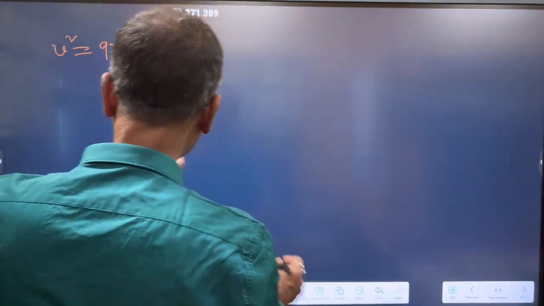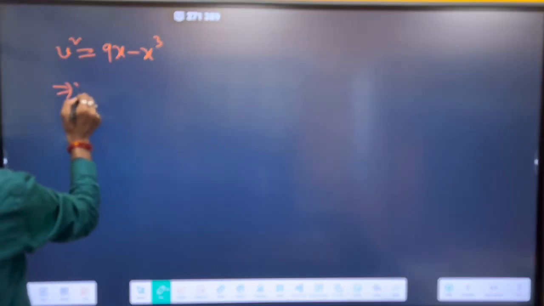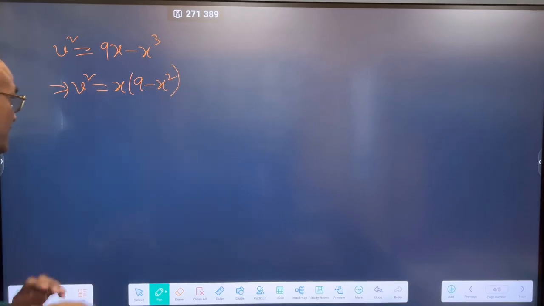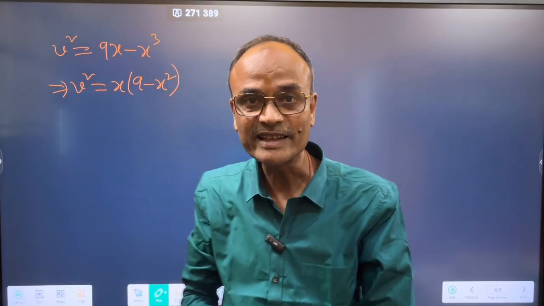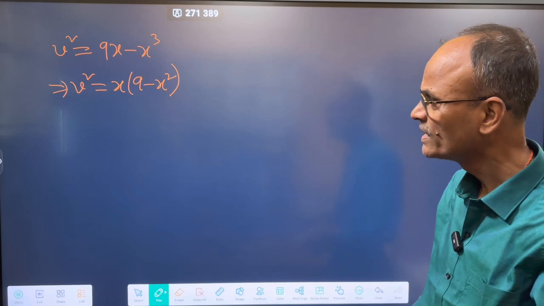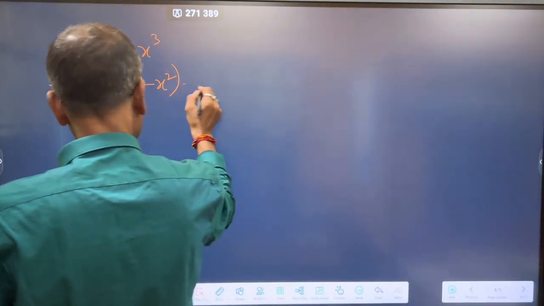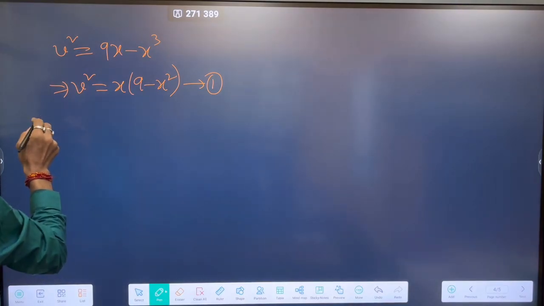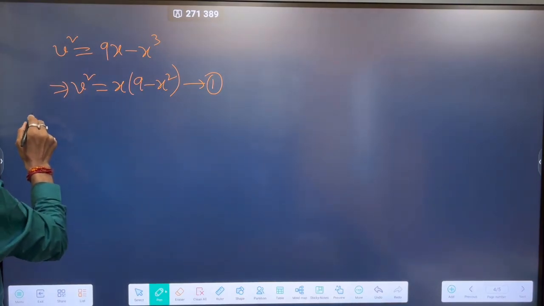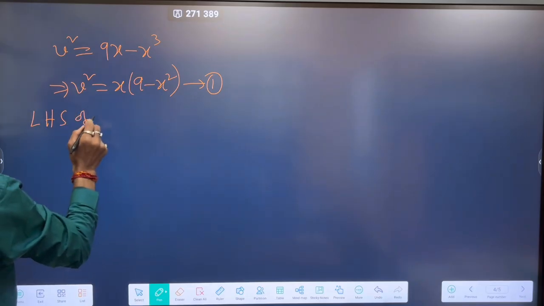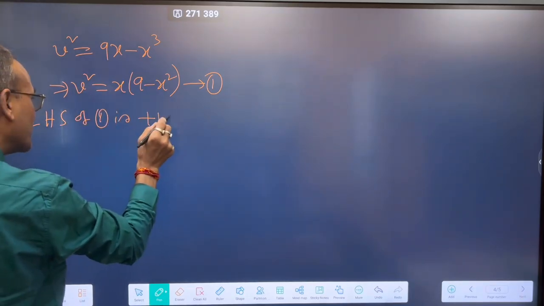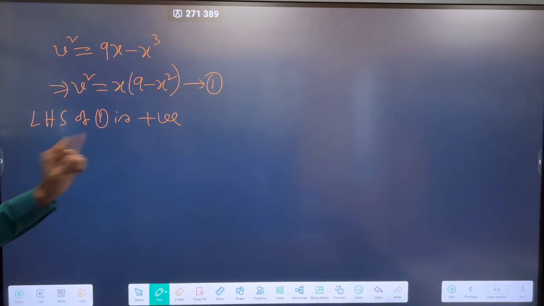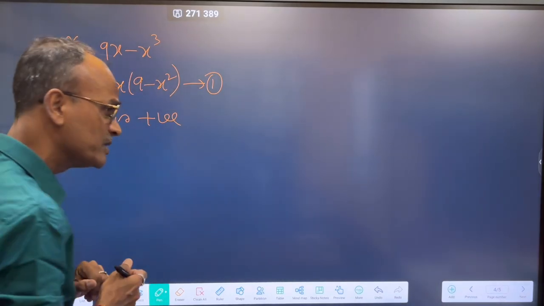V square is equal to 9x minus x cube. This means V square is equal to x into 9 minus x square. You see here, the left hand side of 1 is positive. V square, velocity square, means this is positive. The right hand side of 1 must be positive.